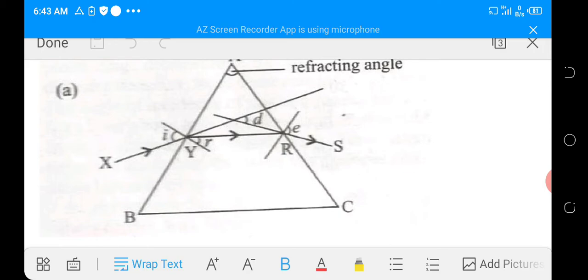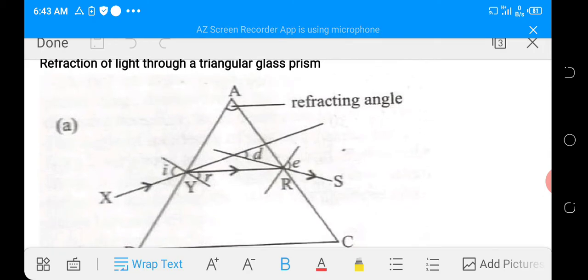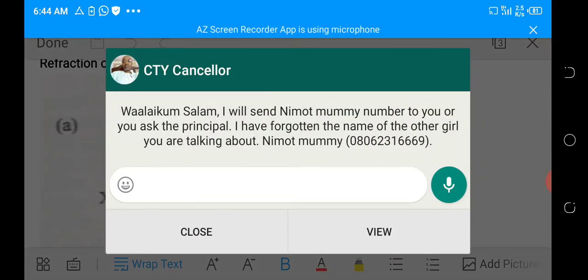So in the diagram shown, XY is the incident ray, YR is the refracted ray in the glass, and RS is the emergent ray. i is the angle of incidence, r is the angle of refraction, e is the emergent angle, where A, the capital letter A, is the refracting angle.